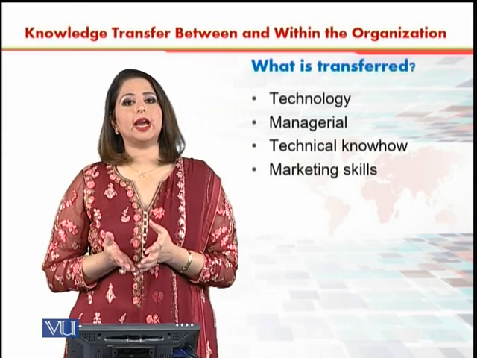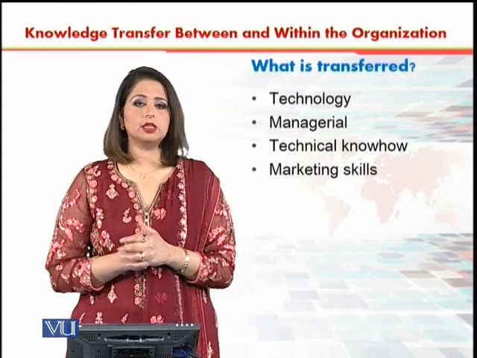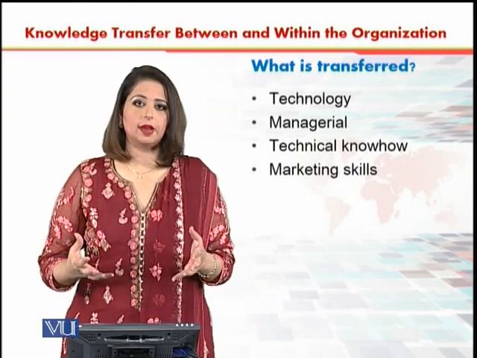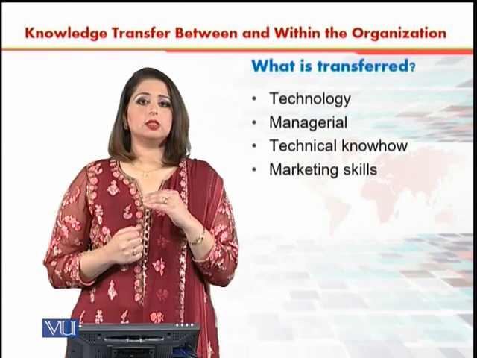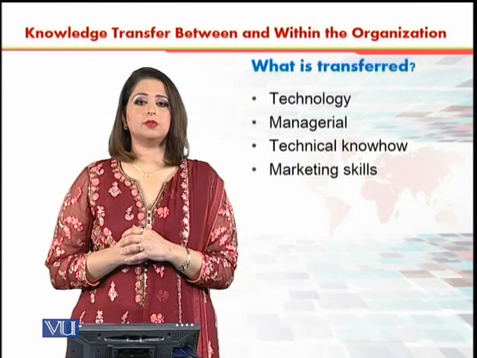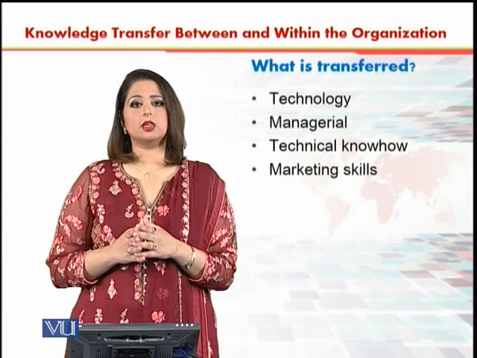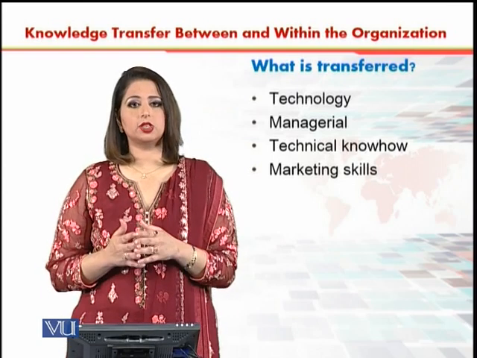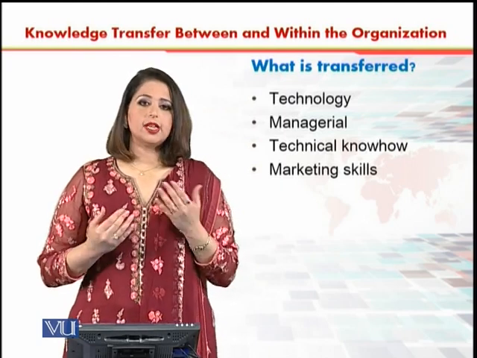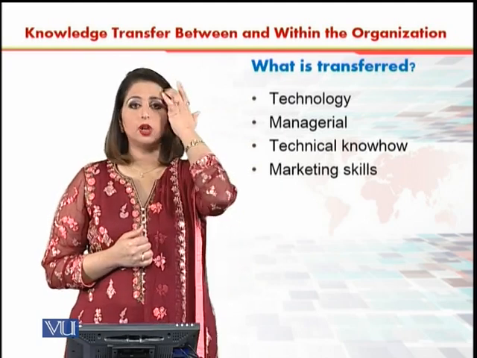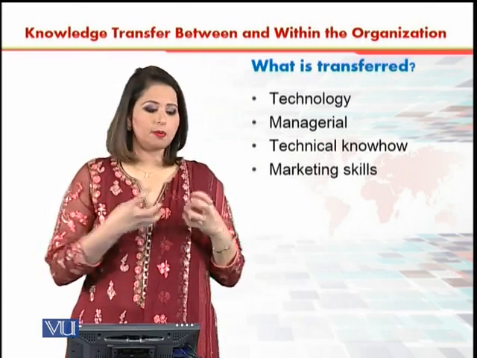Then we are going to look at what is transferred. So hum jab keh rahe hain ki knowledge transfer, to knowledge transfer mein transfer kya hota hai? So the dimensions of knowledge transfer, the elements which are transferred, maybe all of the elements may be transferred in a particular event or in a particular interaction, or one of the elements is transferred in a particular interaction. So what is transferred? Number one is technology. Technology transfer is one of the most important because technology embodies knowledge.